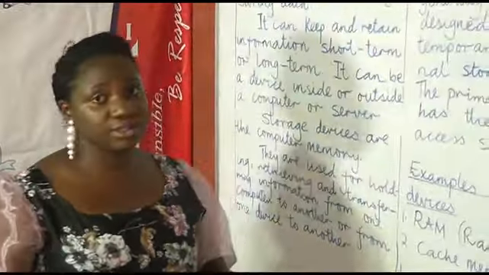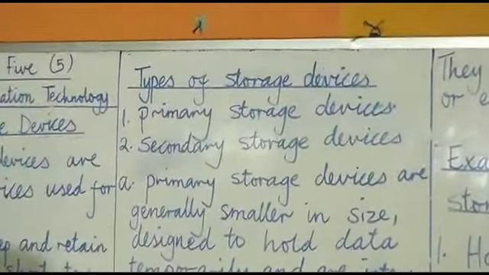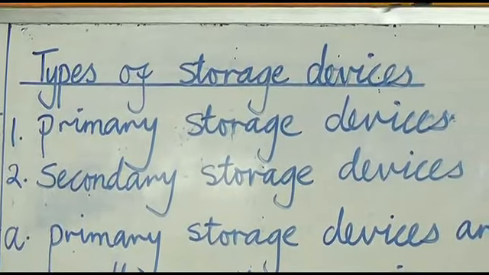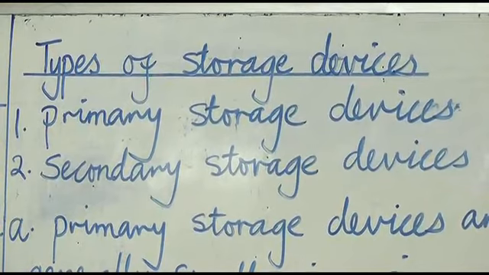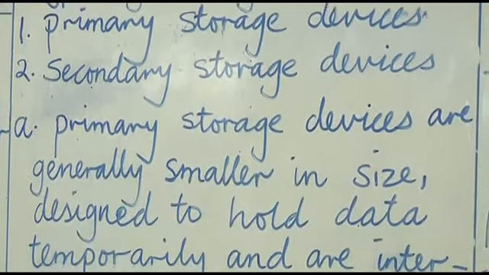Let's see types of storage devices. There are two major types of storage devices. We have the primary storage devices and the secondary storage devices. We are going to look at them one after the other. Let's see the primary storage devices.